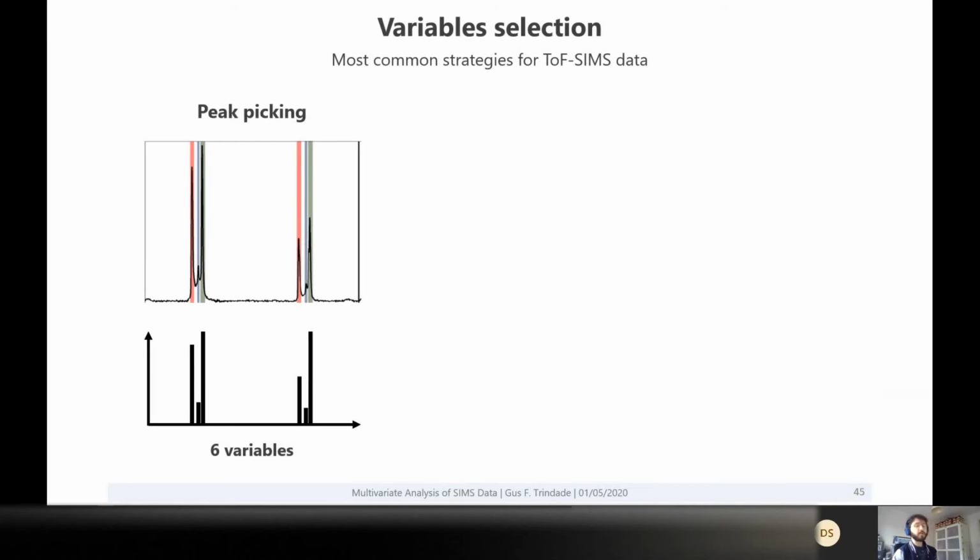So the most common strategy for doing this is peak picking. Most of you must be familiar with this. We just select regions in the spectrum where we will add together all the counts. So we integrate these peaks and then turn that into variables. So here, from all these channels, we're making 6 variables, each of the variables related to 1 peak.